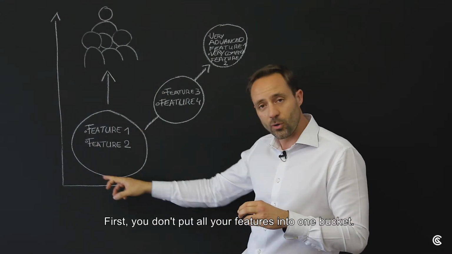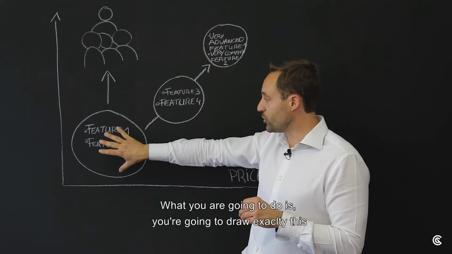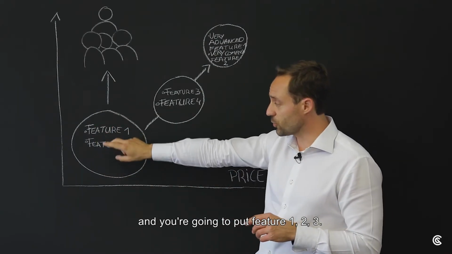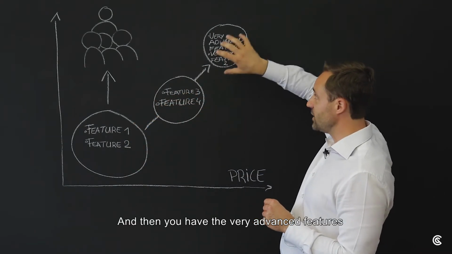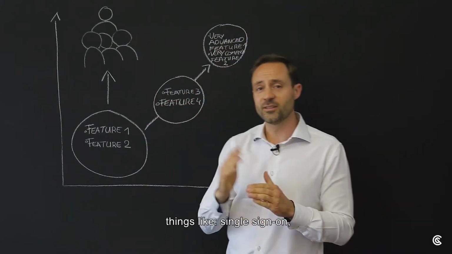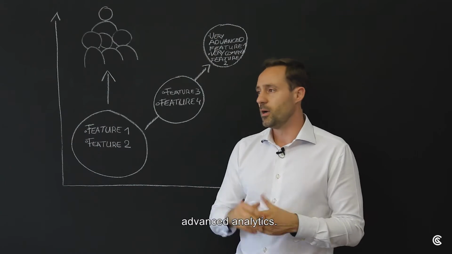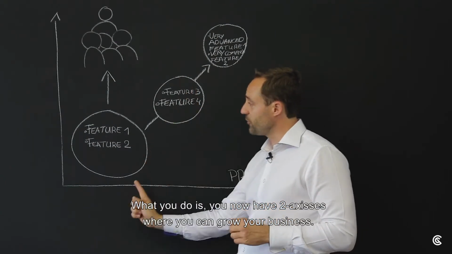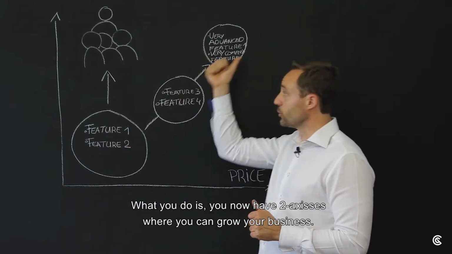First, you don't put all your features into one bucket. What you're going to do is draw exactly this, and you're going to put feature 1, 2, 3, another set of features, and then the very advanced features, things like single sign-on and advanced analytics. They always work. So now you have two axes where you can grow your business.